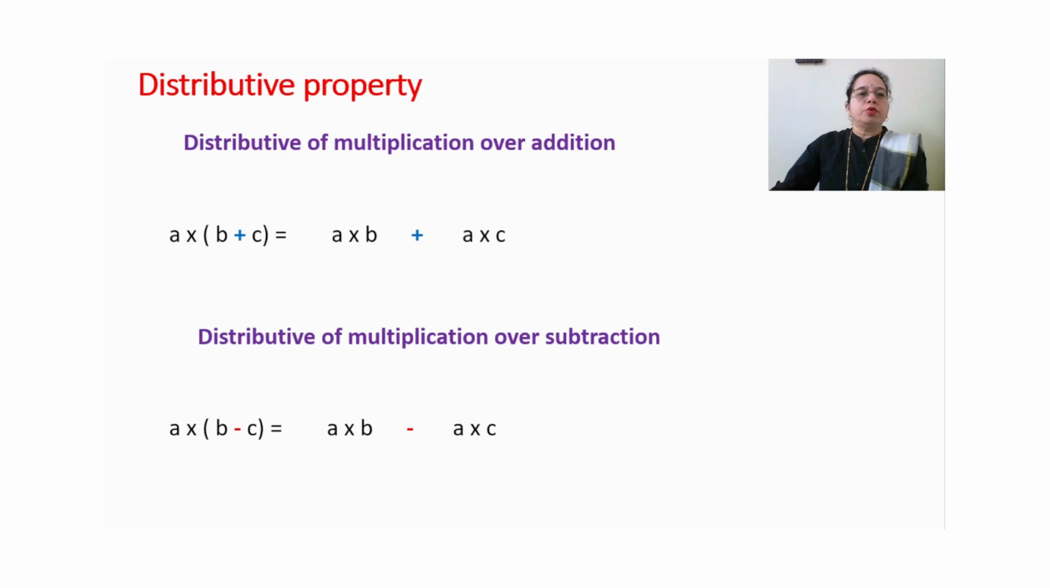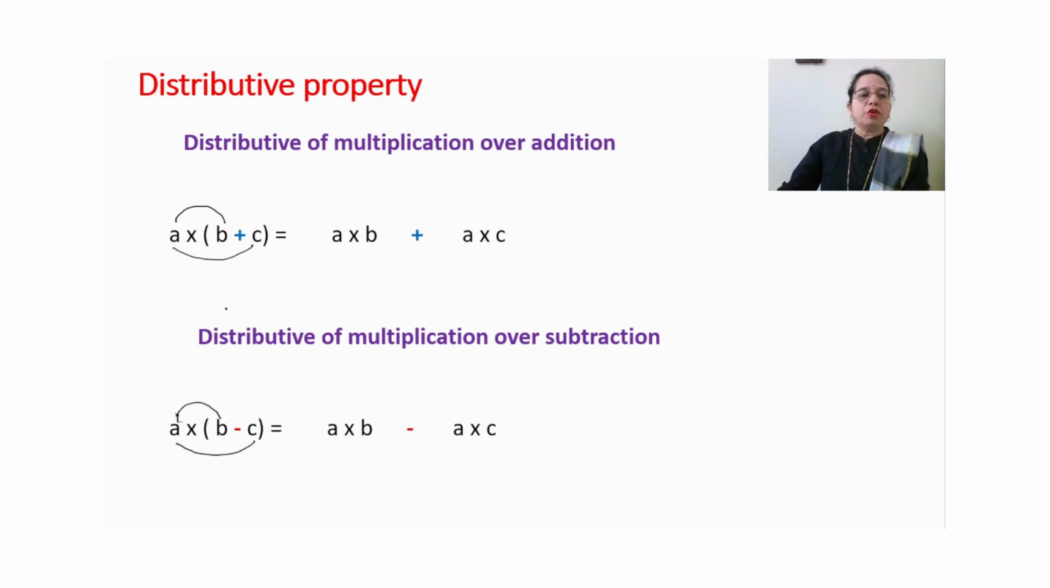So what is distributive property? Let me explain once again. Distributive property over addition means there will be a multiplication sign and inside the bracket a plus sign. Distributive property of multiplication over subtraction means multiplication and inside the bracket a subtraction sign. We multiply these two: A into B plus A into C. Similarly, A into B, whatever sign is there, minus, then A into C. This is called distributive property.